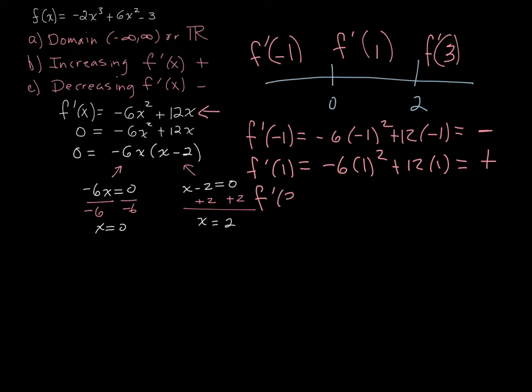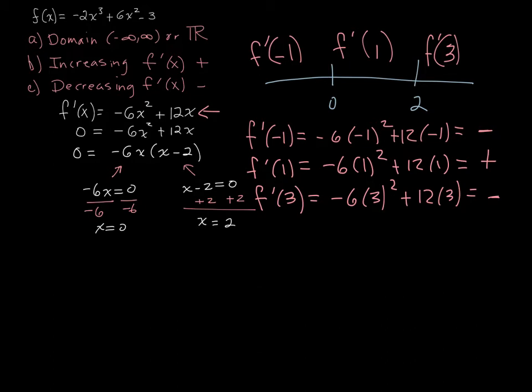And then I plug in 3: negative 6 times 3 squared plus 12 times 3. And you can definitely see the negative is going to dominate, so I get negative. So really, this tells me already what this graph looks like. And it is important that you understand what this means.